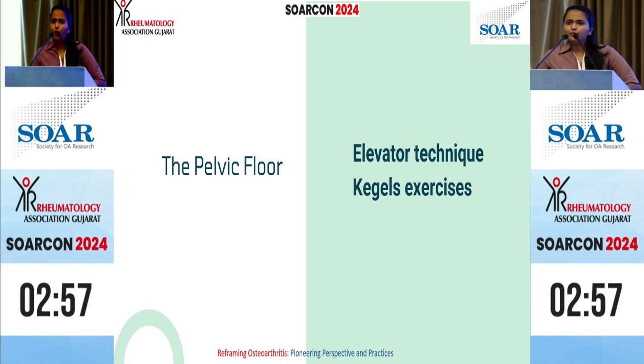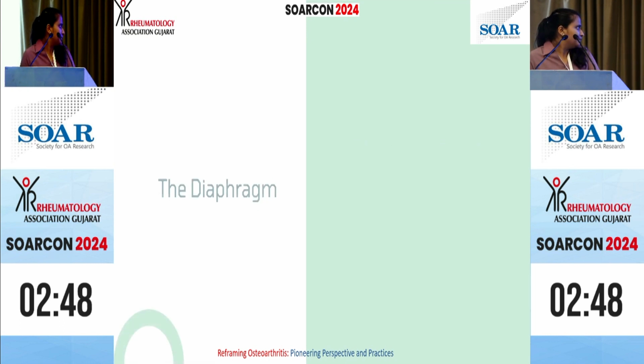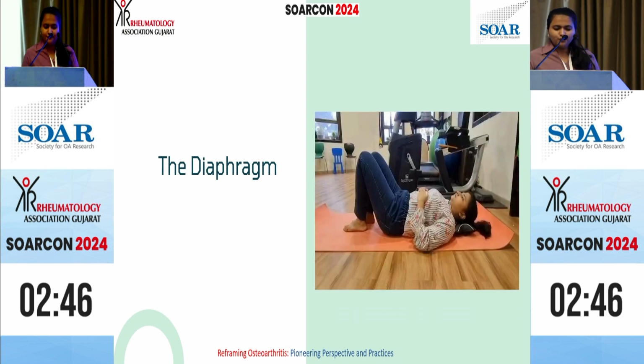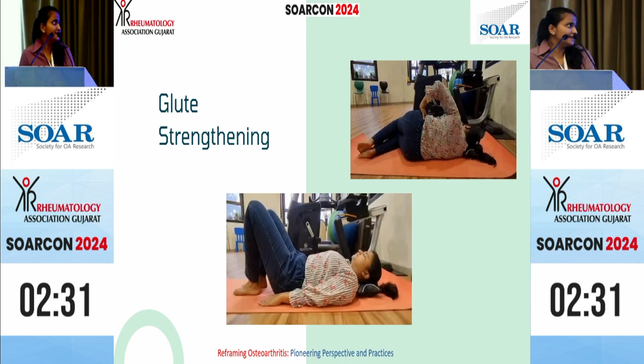The pelvic floor, for which these two exercises have been beneficial, is the elevator technique and the Kegel exercises. Then the diaphragm, which is the major muscle of breathing, we all know about, and known as the core tent. Then the gluteal strengthening. So we have to work on the gluteus medius, maximus, and minimus, all three.